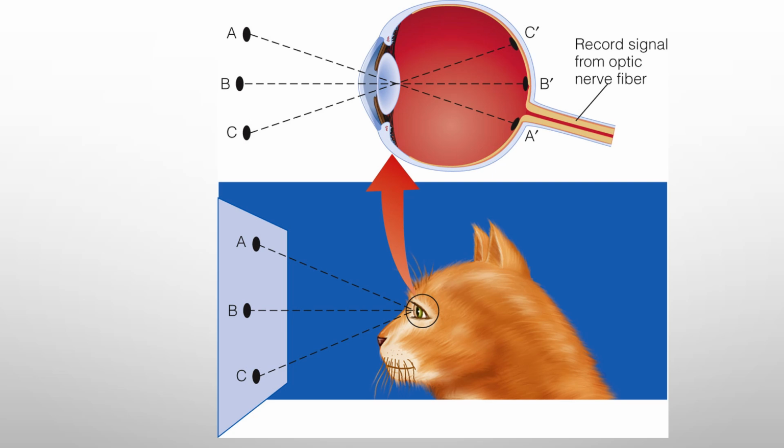And as they're recording from that axon, they're going to show things out. So up at A, and remember, because of the optics of the eye, if I'm up at A out in the world, I'm down at A prime on the eye. If I'm at B out in the world, it's hitting at B prime. And if I'm down at C in the world, I'm hitting the retina up at C prime.